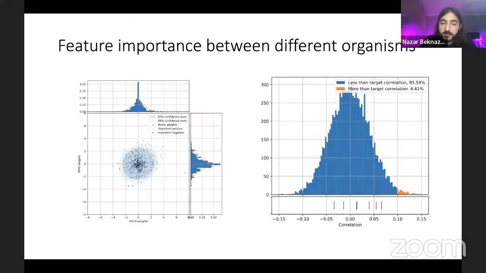The second step that we tried was to create the model interpretation between two different organisms. And here you can see the results. Here every point corresponds to a single weight in every model. For example, here is for human and here for mouse.